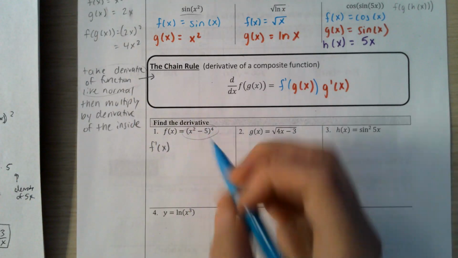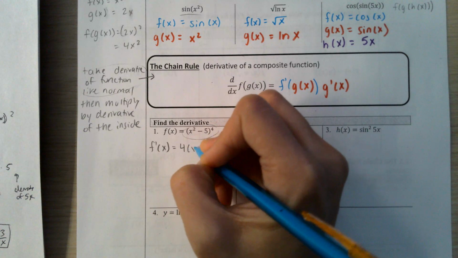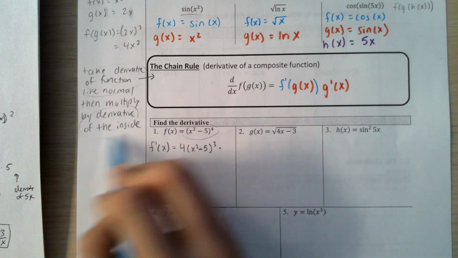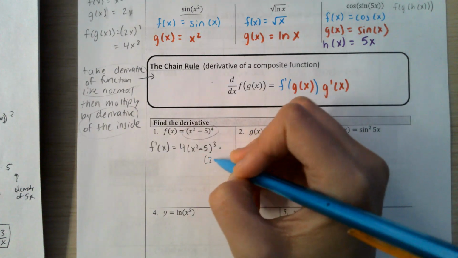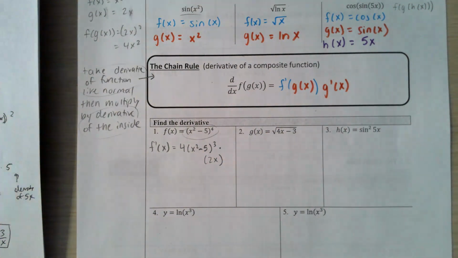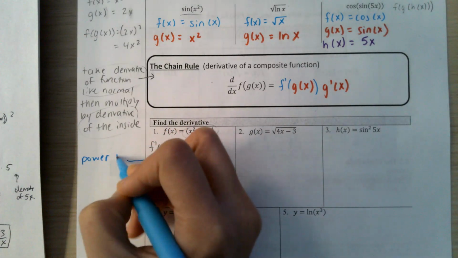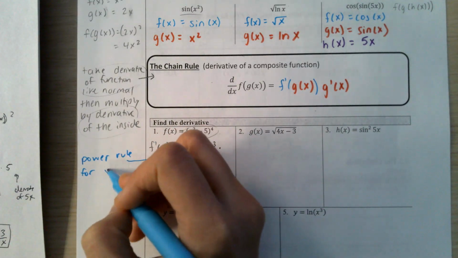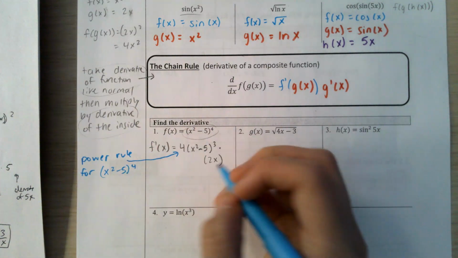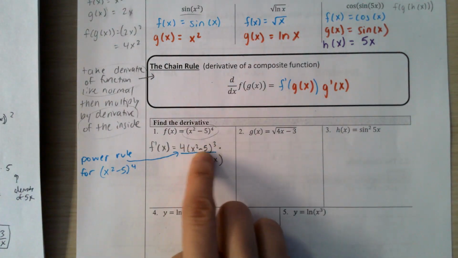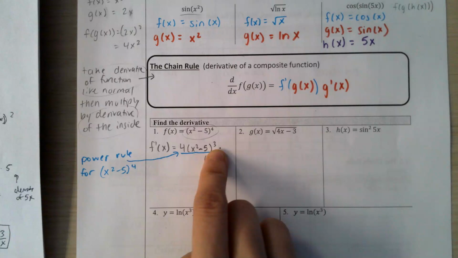So I'm saying the derivative of the function like normal. So this is power rule. 4 times x squared minus 5 to the third, times the derivative of the inside. So times 2x. That's it, because the 5 turns to 0. All right, so to be more clear, this is power rule for x squared minus 5 to the 4th. Right, we just bring the 4 in front. Whatever is inside is the same. And then we do the power minus 1.